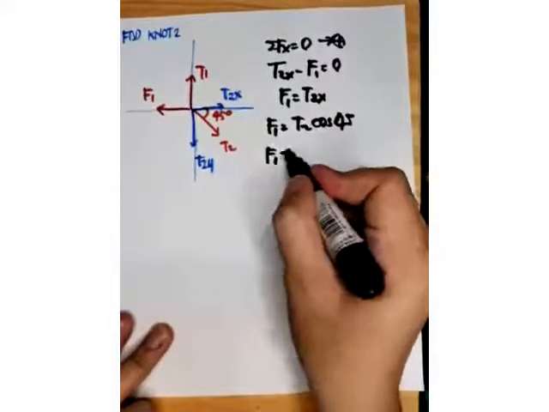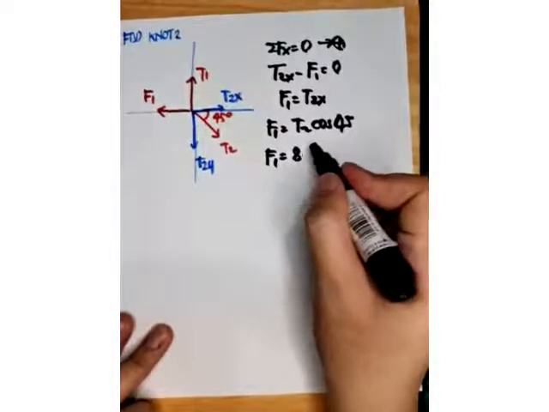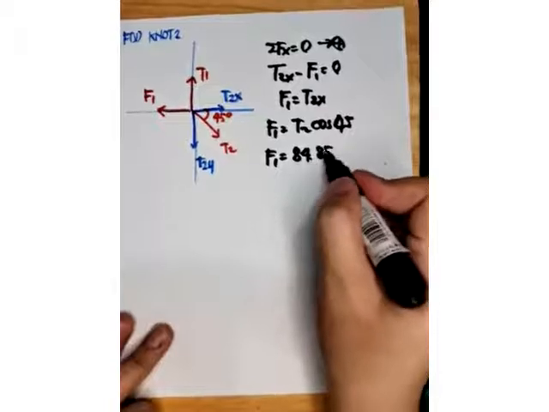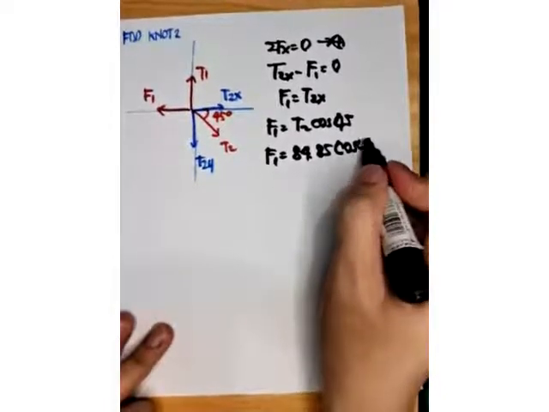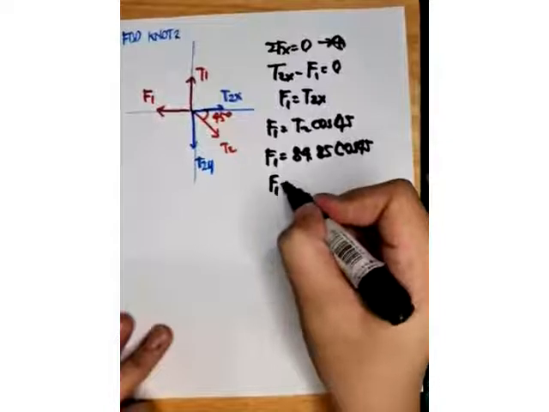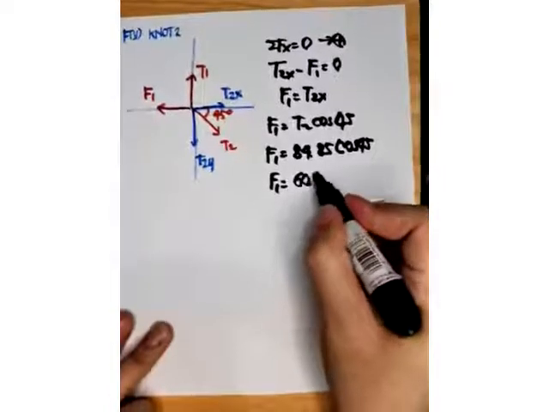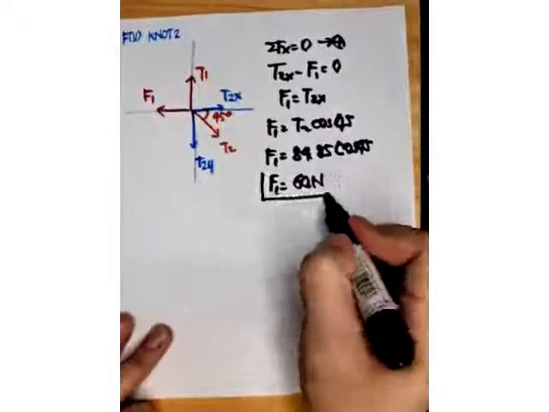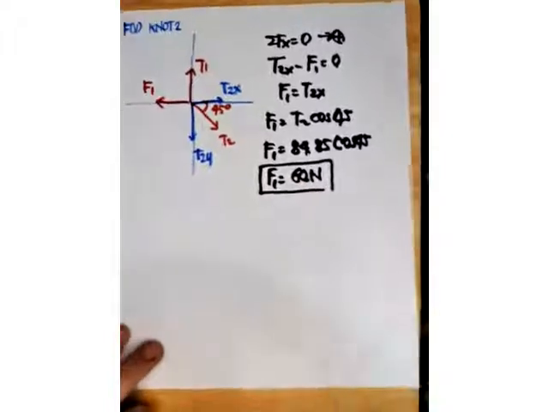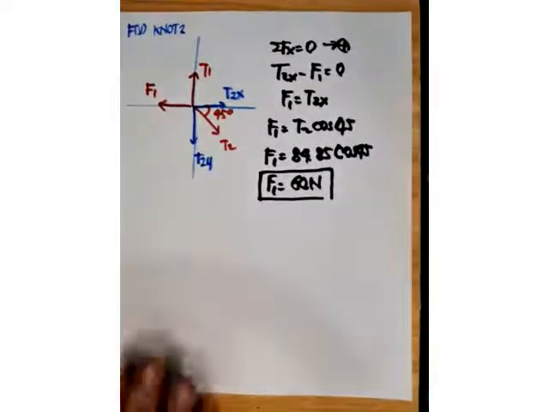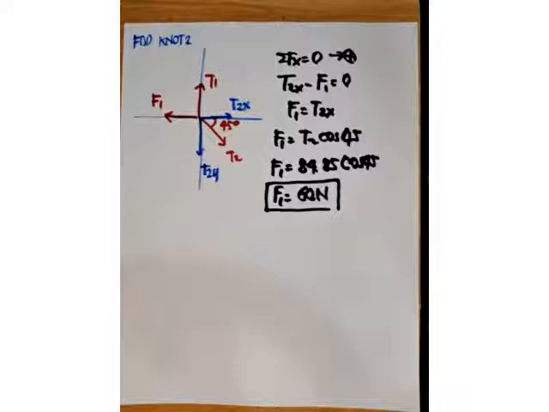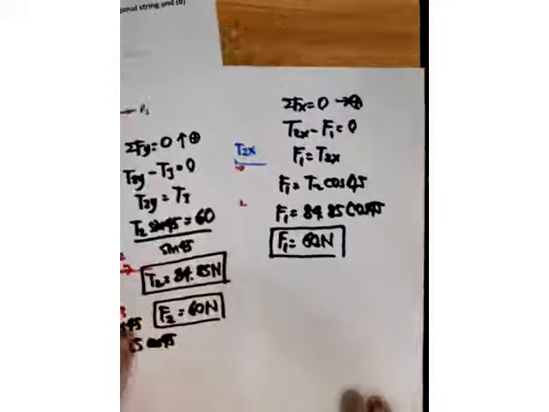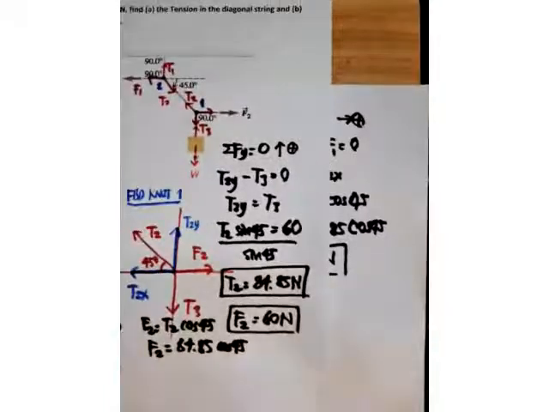So F1 is equal to 84.85 times cosine 45. So what's our F1? I think it's also 60 newtons. Yeah, 60 newtons. Pareho lang, no? Okay. So those are our answers for this example. So para naman silang 16 newtons.